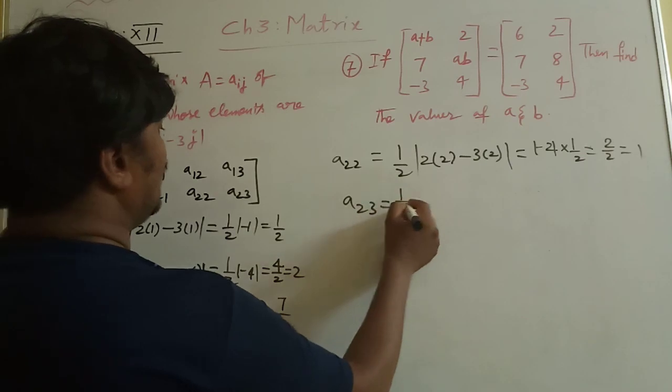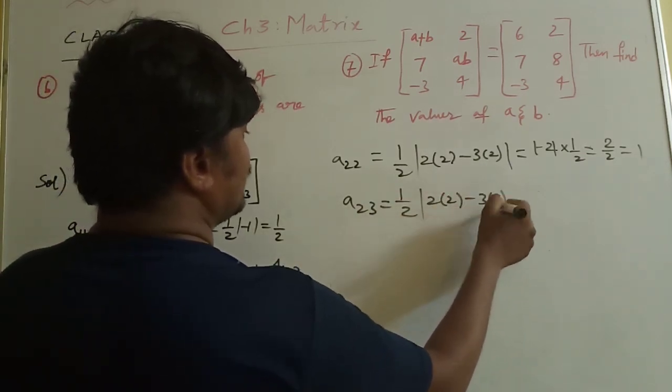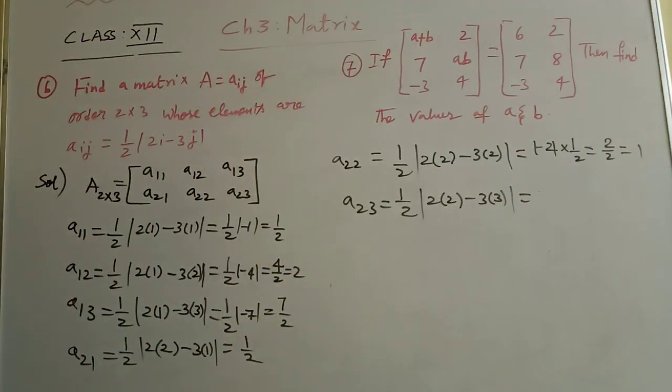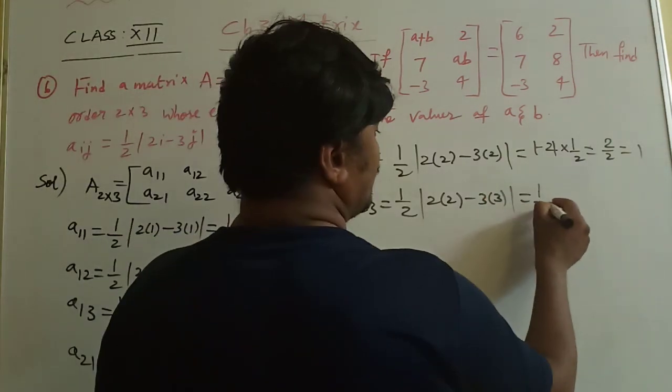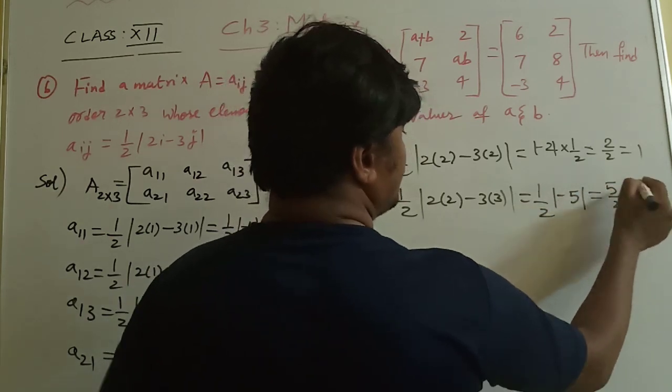And now here a23, half modulus of 2 into 2 minus 3 into 3. So 3 3s are 9, 2 2s are 4. So 4 minus 9 is minus 5. Now you can write half modulus of minus 5, that is nothing but 5 upon 2.